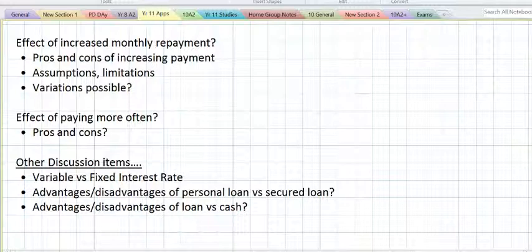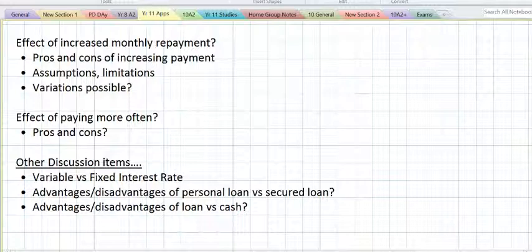Essentially, a personal loan is where you just ask the bank to borrow money and say, fantastic, can I borrow some money? And I'll give it to you. A secured loan is you go to the bank and say, I'm going to buy a car. Can I have a loan for this car? If I don't repay the loan, you can take the car. So what are the advantages and disadvantages of either?